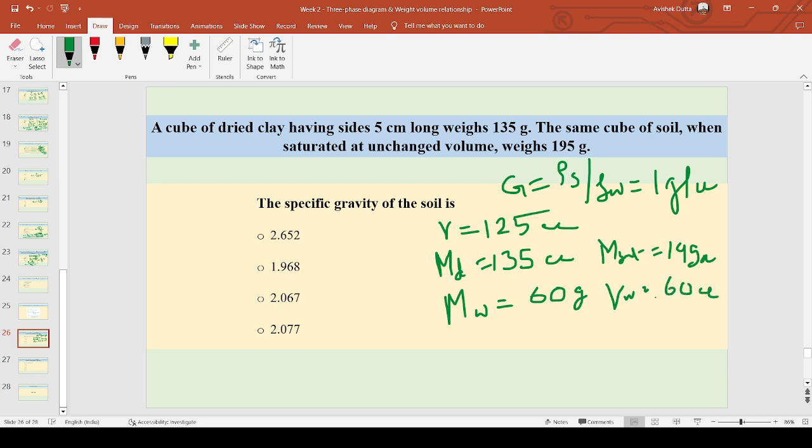If the volume of water is 60 cc, then in the dry condition this volume was present, but there was no water, right? This is actually the volume of void, isn't it? Yes, sir. Because in saturated condition there is no air present, so it is only water. So volume of void is volume of water, 60 cc. Now tell me what is the volume of the soil solids then?